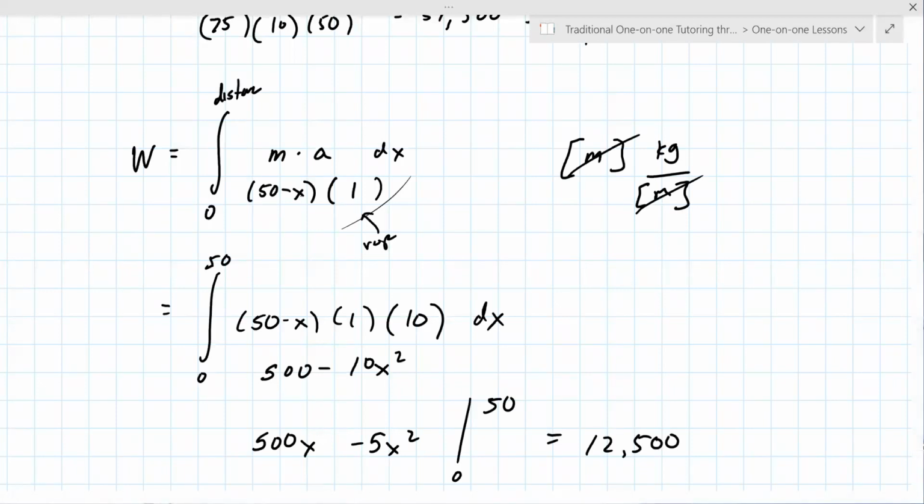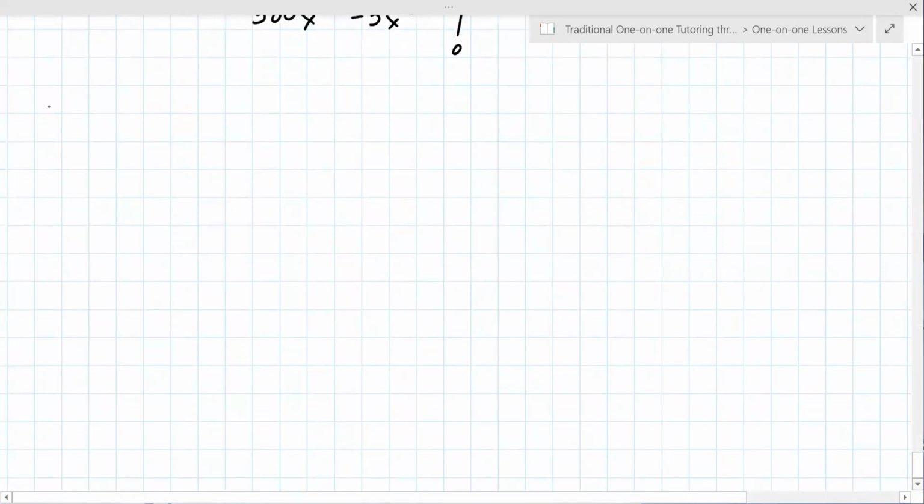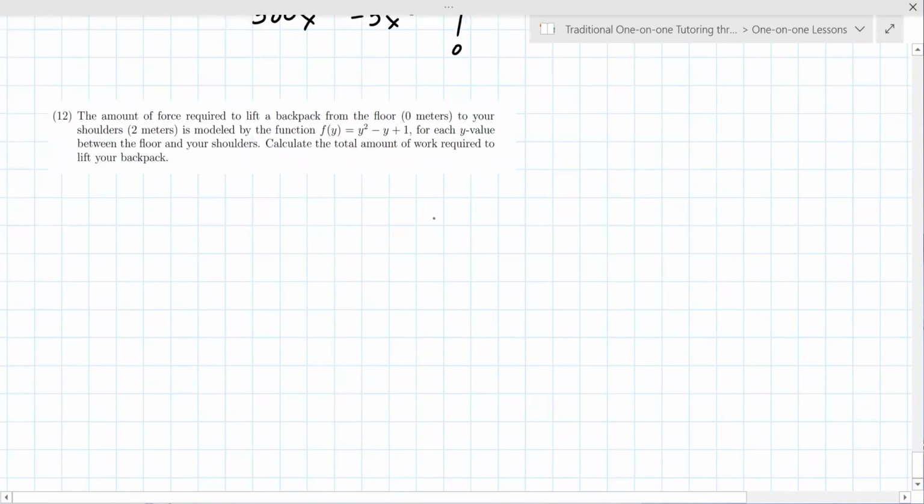All right, let's quickly talk about 12. And this is the only time you see these work integrals. They only come up again in advanced physics classes. They don't really come up in your mechanics. They just give you the mass of the object. All right, so the amount of force required to lift a backpack from the floor to your shoulder, so you're going up this way, is modeled by this function right here.